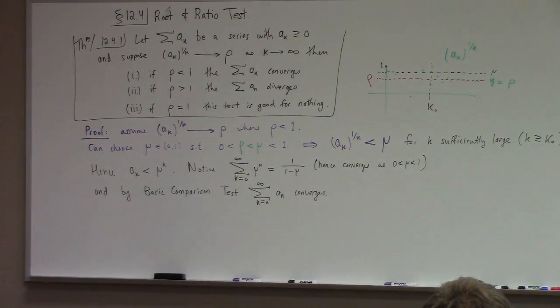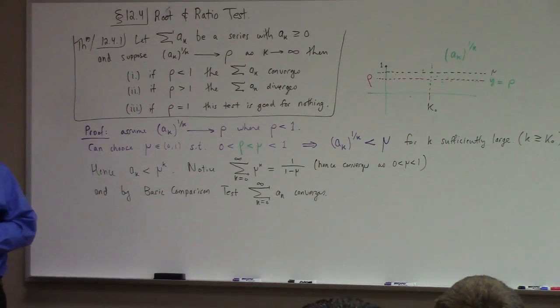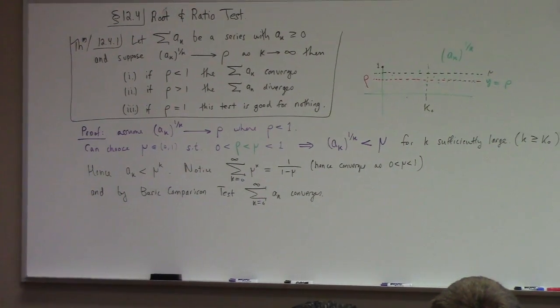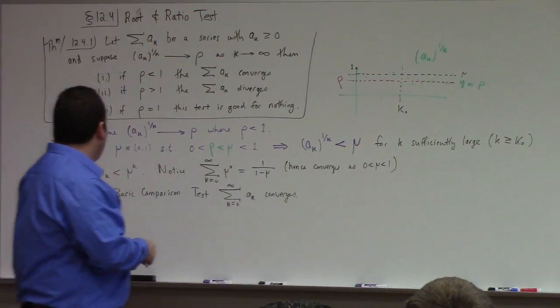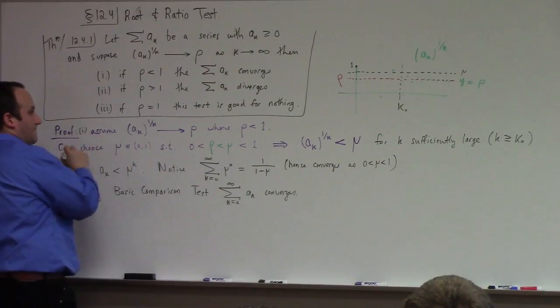Right, so we have a series with terms which are larger than a sub k converging. Consequently, a sub k must also converge since it's bounded below by 0, right? Okay, now that's case 1. How do we do case 2?